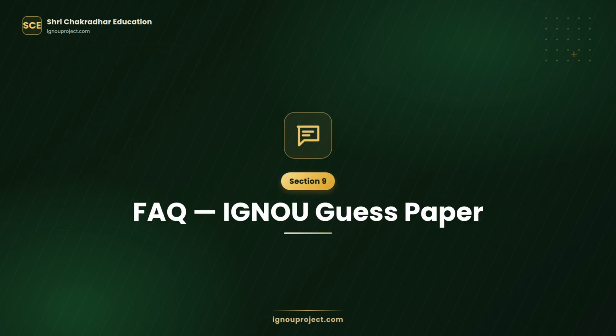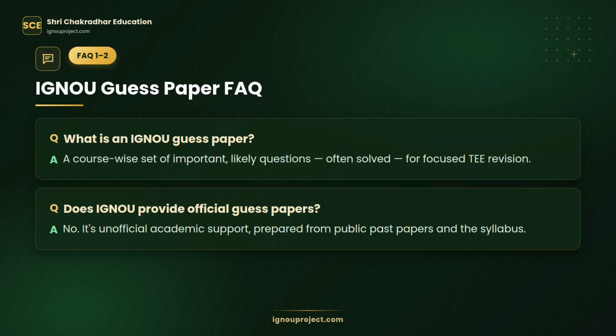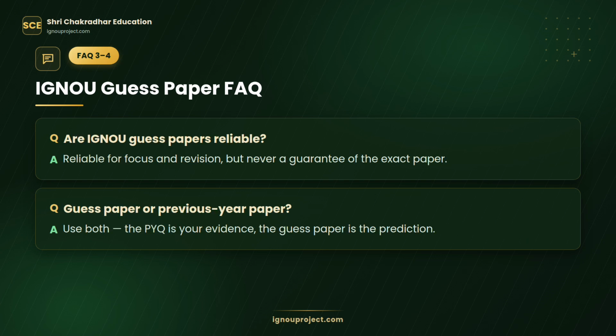Let us bring the key questions together in a quick round. What is an IGNOU guest paper? A course-wise set of important, likely questions, often solved for focused term-end revision. Does IGNOU provide an official guest paper? No. It is unofficial academic support, prepared from public past papers and the syllabus. Are they reliable? Reliable for focus and revision, but never a guarantee of the exact paper.